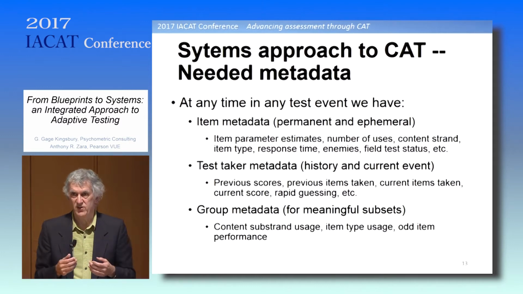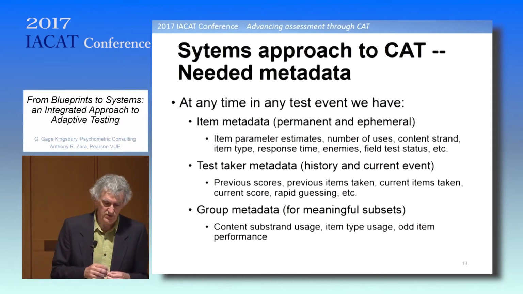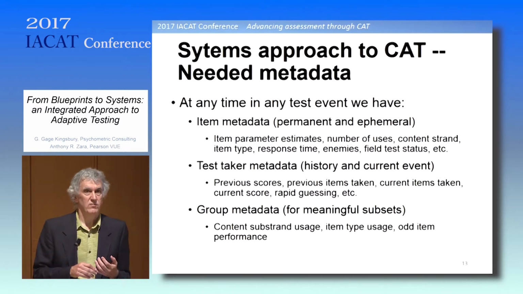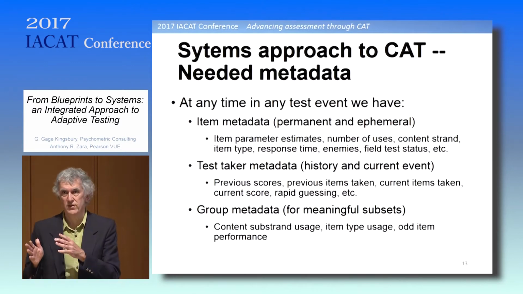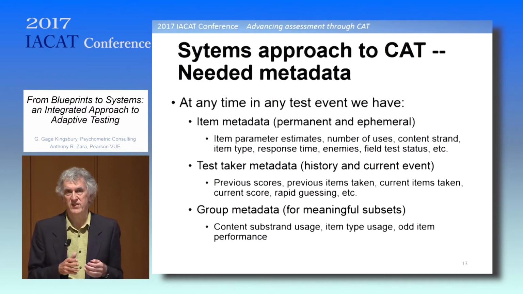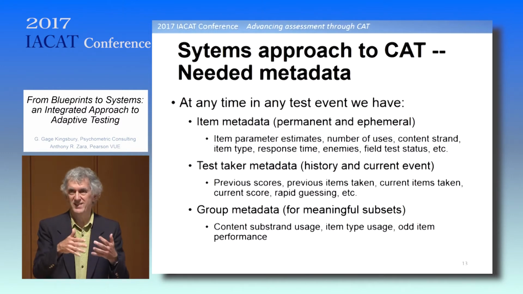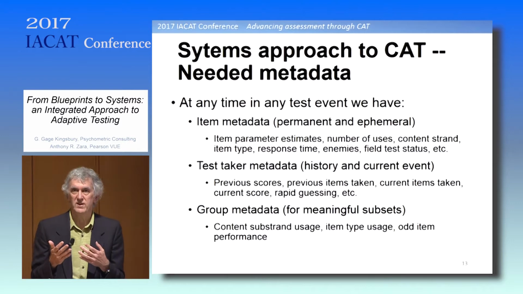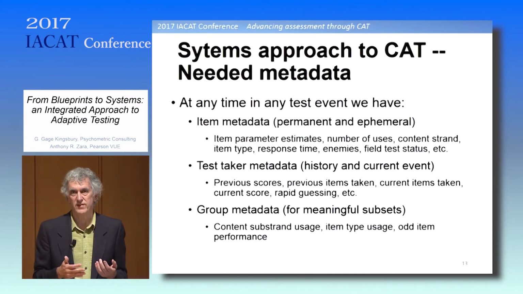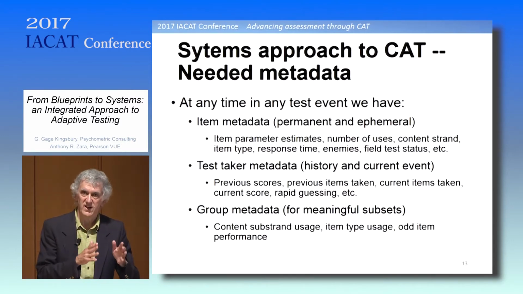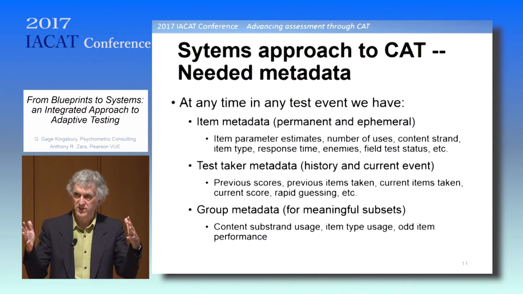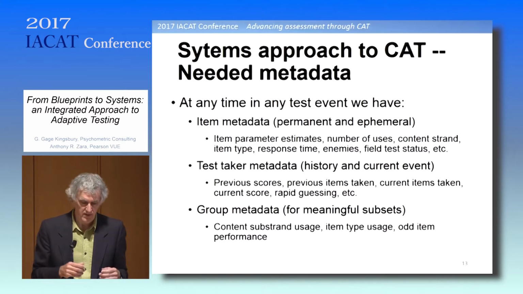Let's say that you're trying to give an adaptive test and use a systems-based approach. You might want item data, both permanent and ephemeral. A permanent aspect of the item data might be what content area it's associated with. An ephemeral piece of information about items might be how often they have been used. So giving the test access to those pieces of information brings the system a little closer together.